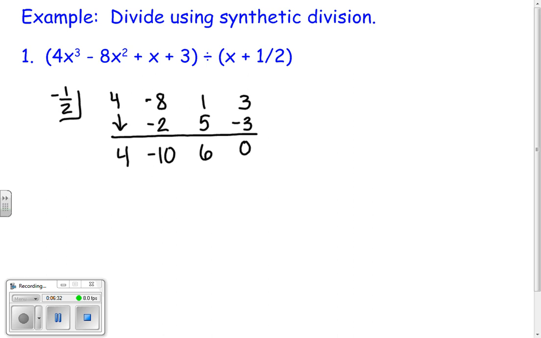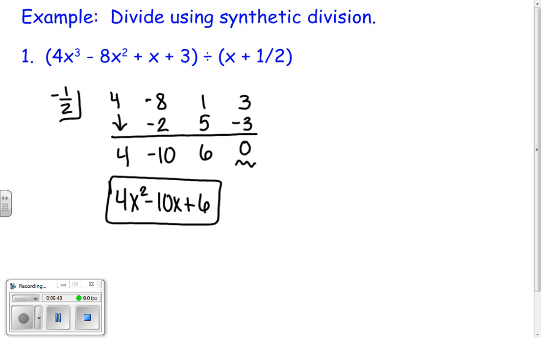Because my original polynomial was a cubic, my coefficients are going to become a quadratic, an x squared. So it's 4x squared minus 10x plus 6. This number right here is a remainder of 0, and because it's 0, you don't need to write it. If you write R0, it's not wrong, it's just not necessary.